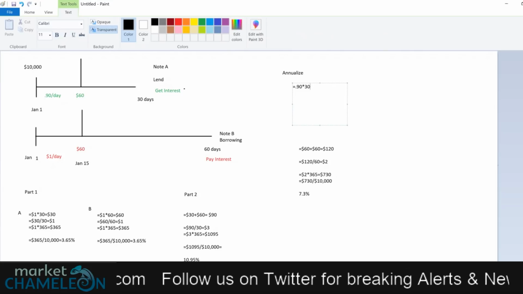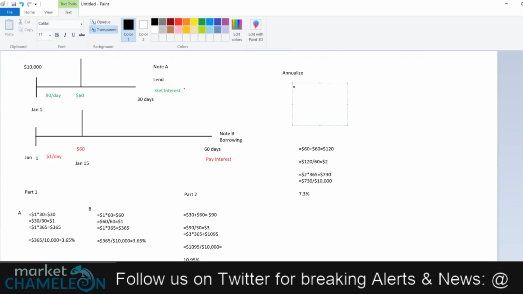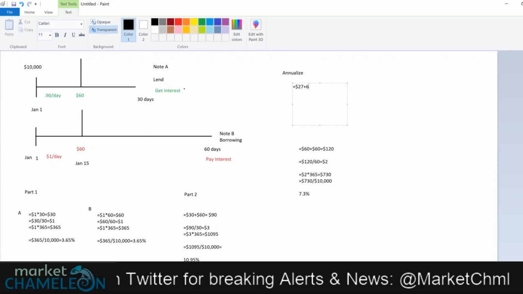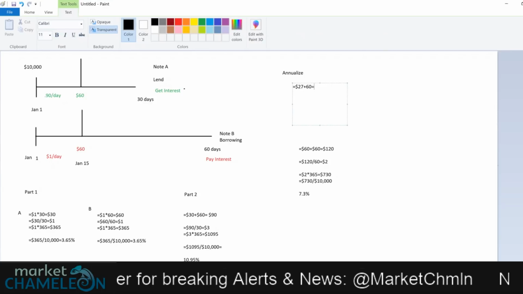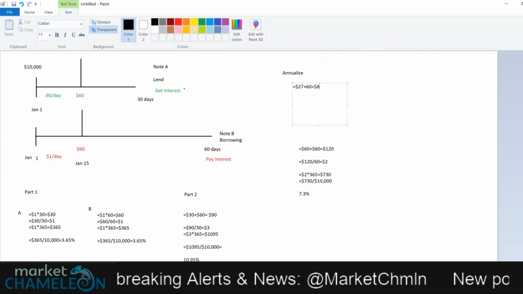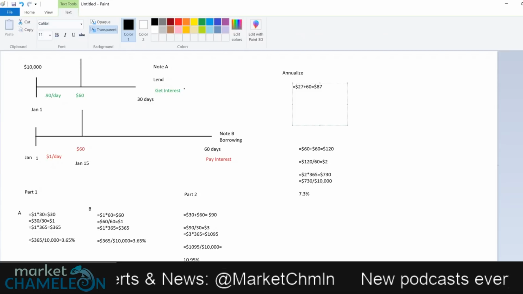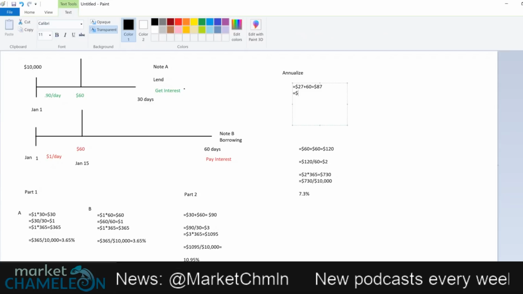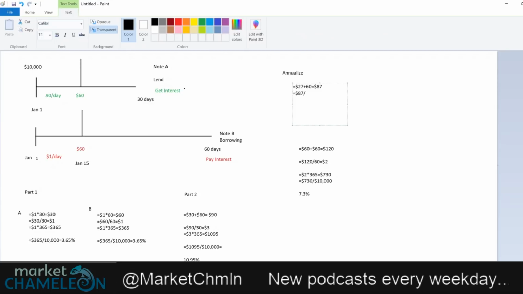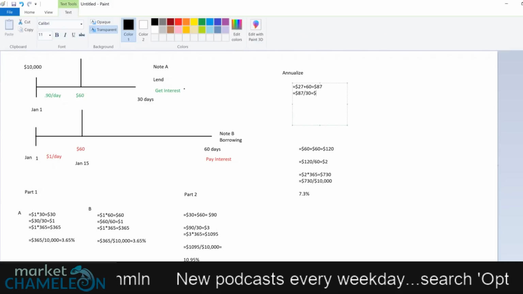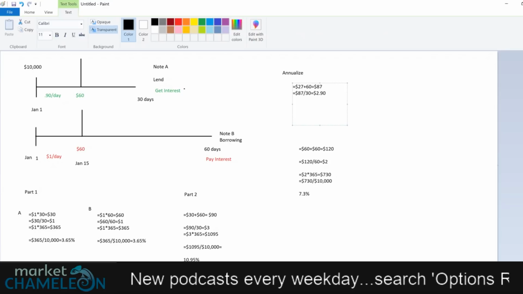Plus the $60. So 27 plus the $60, that's $87. This is what we're receiving, $87. Then what it does is it averages out per day over 30 days. So $2.90 per day, right?